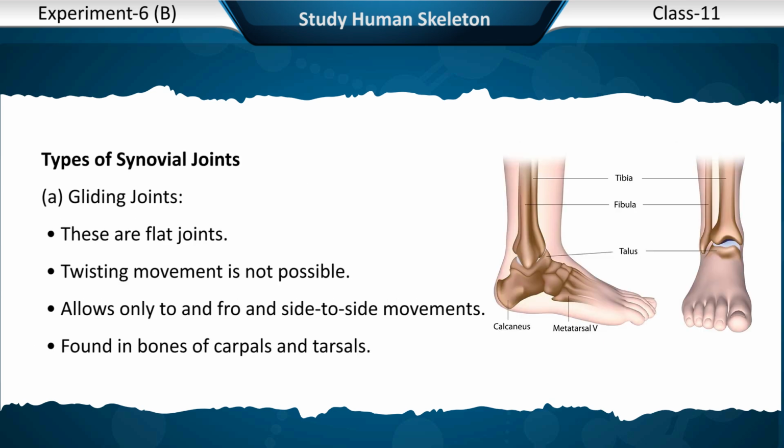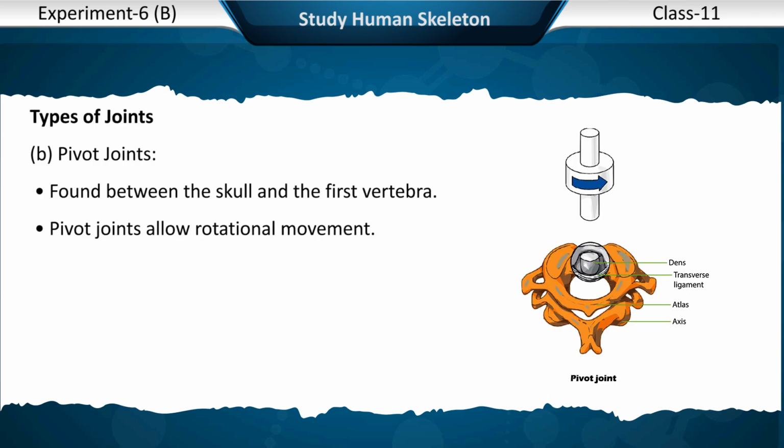Types of synovial joints. A. Gliding joints. These are flat joints. Twisting movement is not possible. They allow only to and fro and side-to-side movements. Found in bones of carpals and tarsals. B. Pivot joints. Found between the skull and the first vertebra. Pivot joints allow rotational movement.